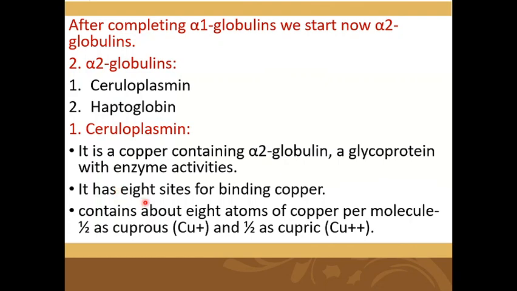It has 8 sites. This slide is very important for the one incorrect answer. It has 8 sites for binding copper. It contains about 8 atoms of copper per molecule. Half of the copper is present in the cuprous form and half in the cupric form. It means 4 are present in the cuprous form and 4 are present in the cupric form.